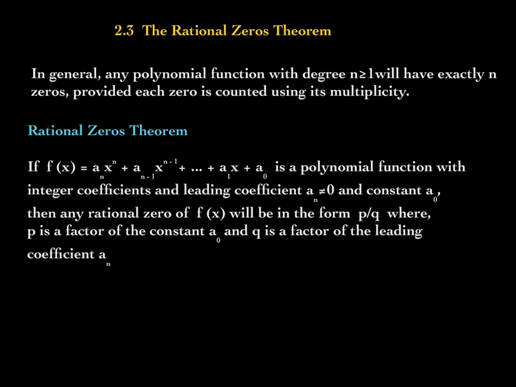Then this is the powerful part. Any rational zero of f of x. Now, a rational number is a number that can be written as a quotient of two integers. Or plainly put, you can write it as a fraction. Any rational zero of this function f of x will be in the form p over q, where p is a factor of the constant term a sub 0, and q is a factor of the leading coefficient a sub n. Okay? I think it might be easier to understand what all of this means if we look at a concrete example. All right? So let's jump into an example.